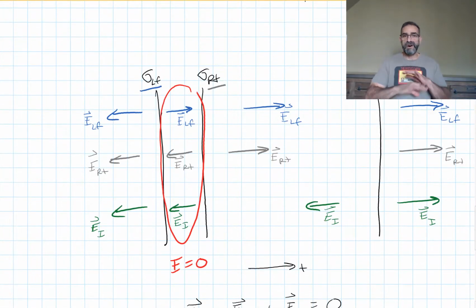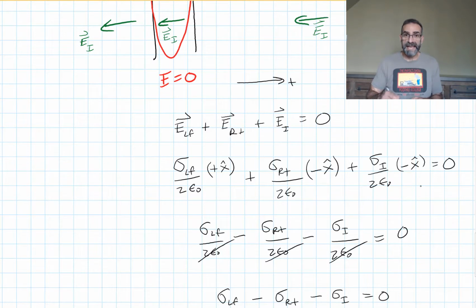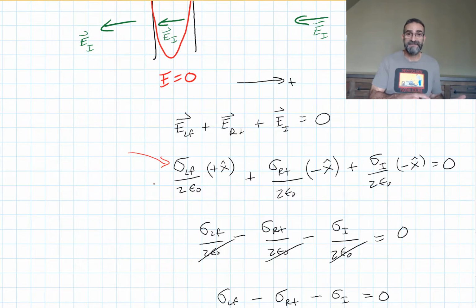I assumed that all of my charges were positive when I set this equation up. Of course, they're not all going to be positive. But let's think about what happens if I'm wrong. I have this equation here, and if sigma left is really negative, and I put a negative number in here for sigma left, it now will change this to a negative number. It'll point in the negative x direction.